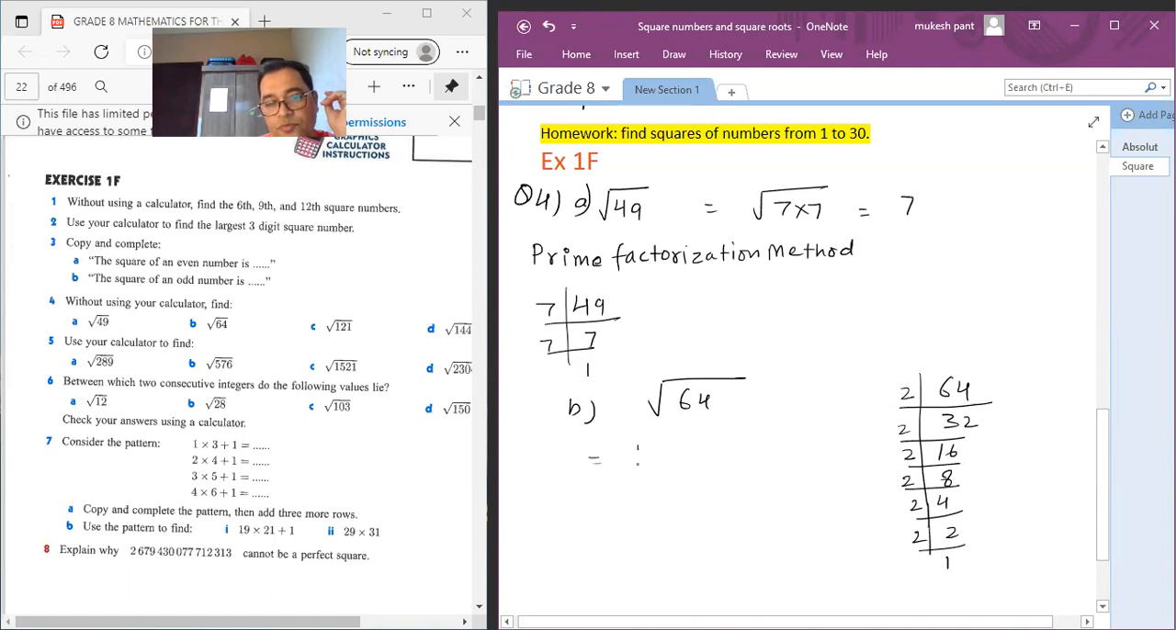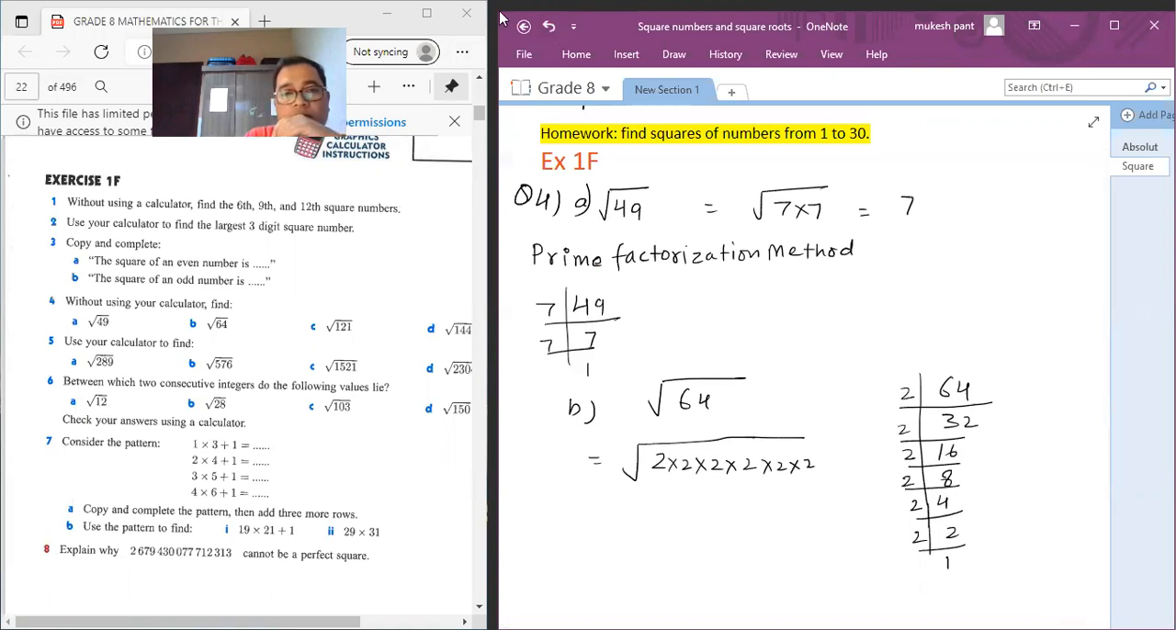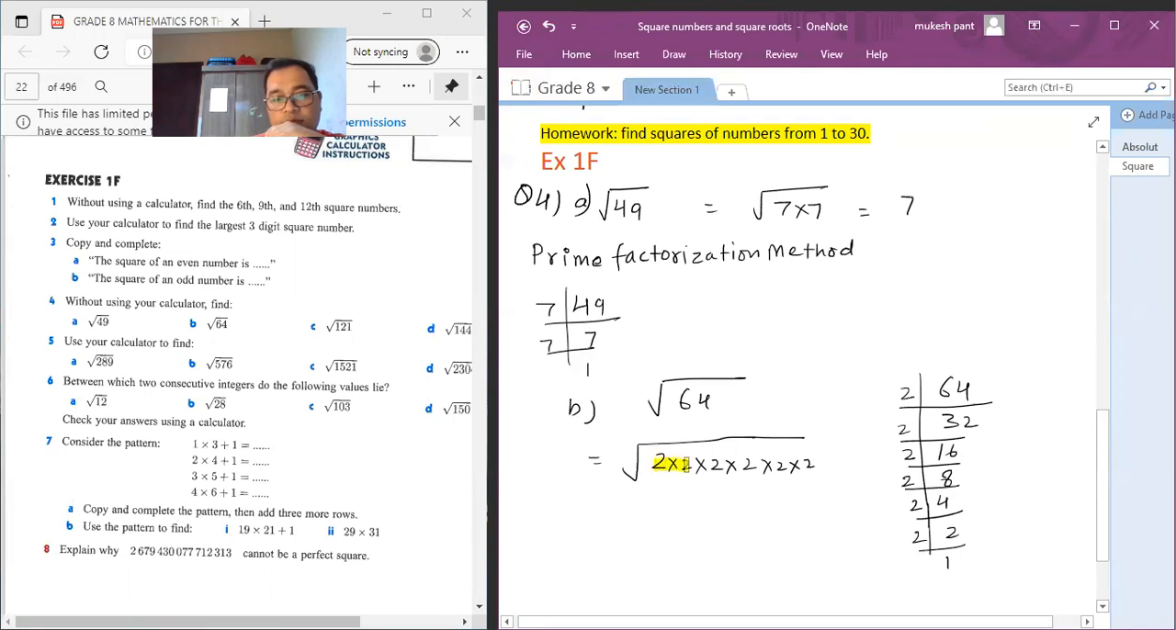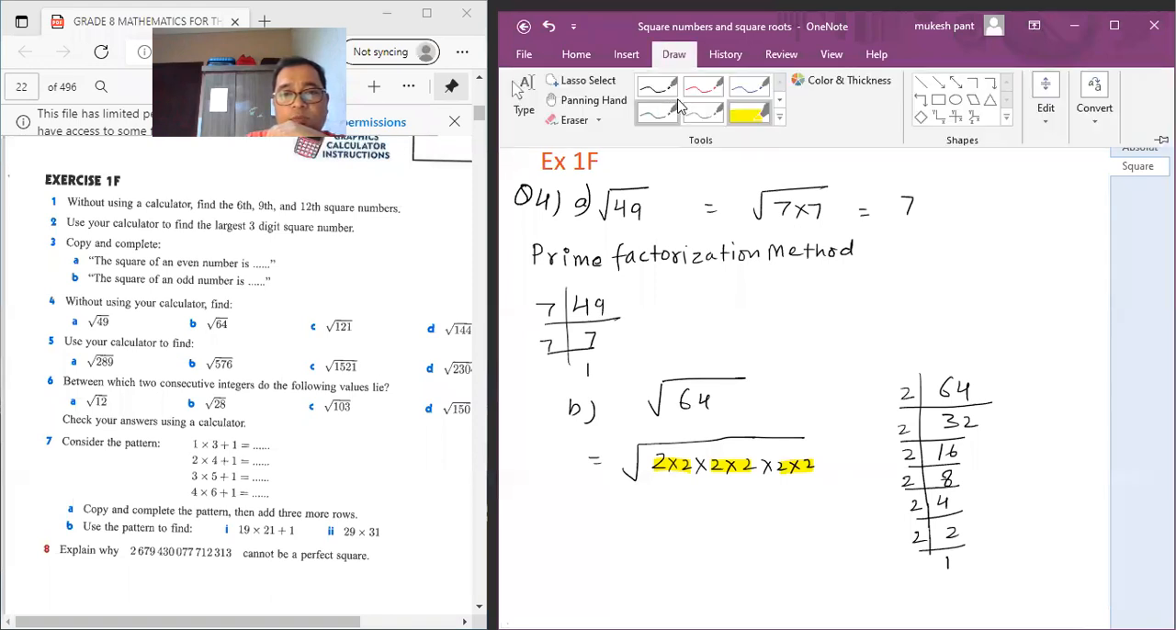So you can write this is 2 times 2. Let me count 1, 2, 3, 4, 5, 6. Then 2, then 2, then 2. 1, 2, 3, 4, 5, 6. So you have to make pairs of 2 elements. This is the first pair, and then another pair, and then another pair. You can see we have 3 pairs. So you have to write one element from each pair.